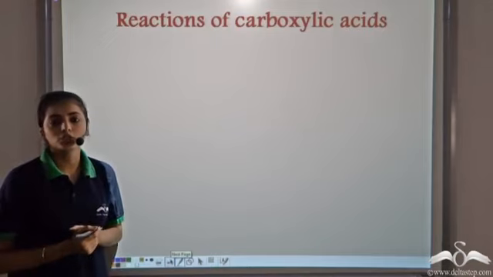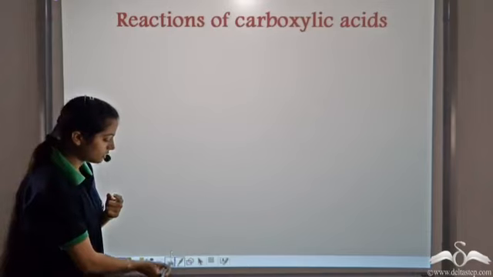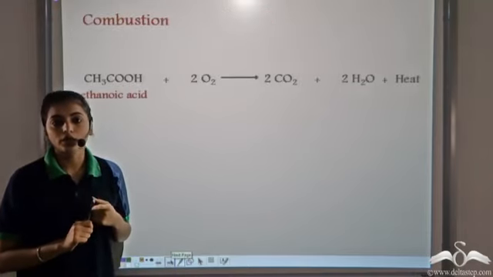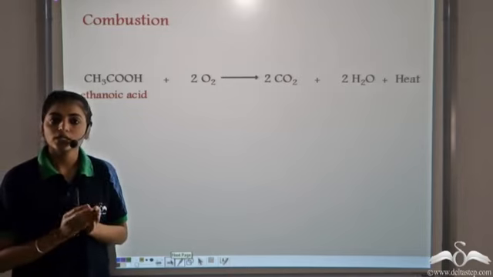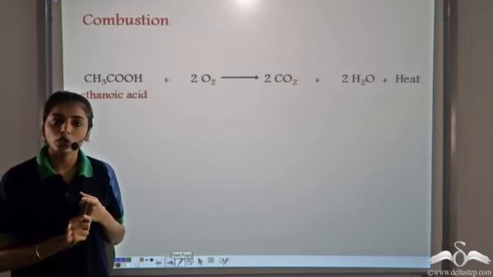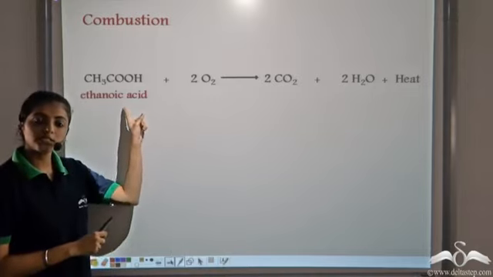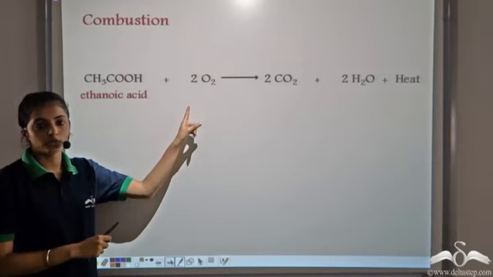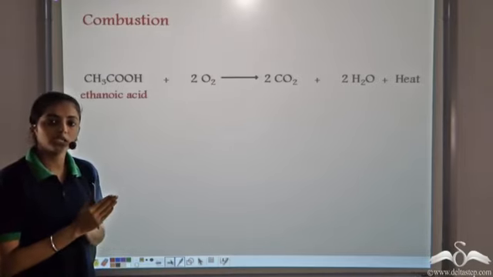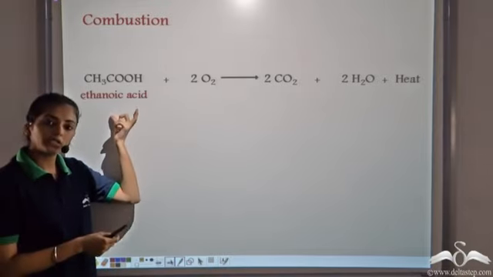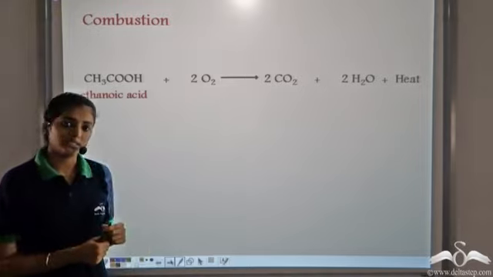Let's look at some of the reactions of carboxylic acids. The first very important reaction is the reaction shown by all organic compounds. The combustion of all organic compounds gives us carbon dioxide, water, and heat is released. So if we take ethanoic acid, we burn it in the presence of oxygen. So the products remain the same as for any organic compound. So the combustion of ethanoic acid gives us carbon dioxide, water, and heat is released.